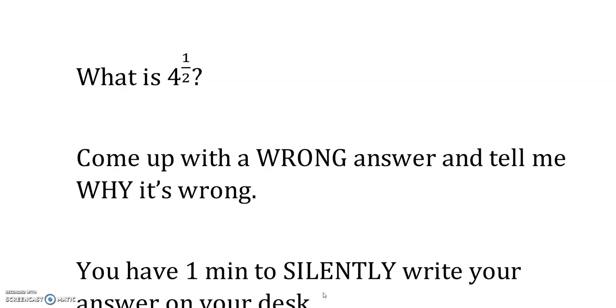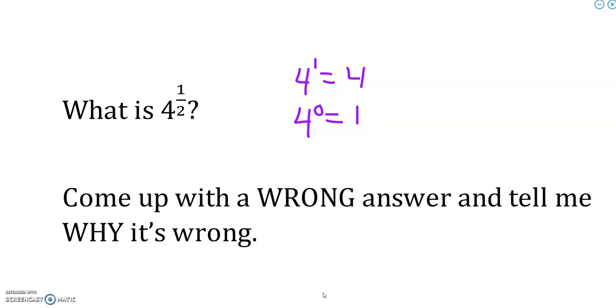So my answer maybe would be, well, I know that 4 to the 1 is 4. And I know that 4 to the 0 is 1. And I know also that 4 squared is 16. So I know for a fact that 4 to the 1/2 can't be 20 because it's too big. I see a pattern going down as I get the exponents smaller. So 4 to the 1/2 probably has to be somewhere in between 4 and 1. So a wrong answer could be 20 because it's too big.